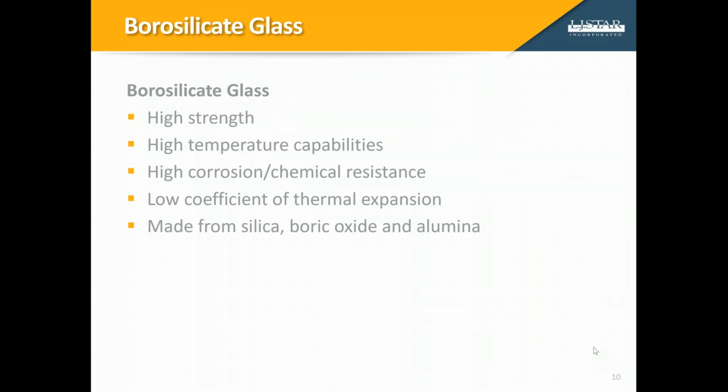Borosilicate glass, which was originally developed by Corning under the brand name Pyrex, offers high strength, the ability to withstand high temperatures, high corrosion and chemical resistance, and high thermal shock resistance. In addition to sight glasses, borosilicate glass is used in cookware, lab equipment, and glass pipe. It's made from silica, boric oxide, and alumina. The boric oxide enhances its stability and helps to bind the rest of the elements together to prevent leaching.